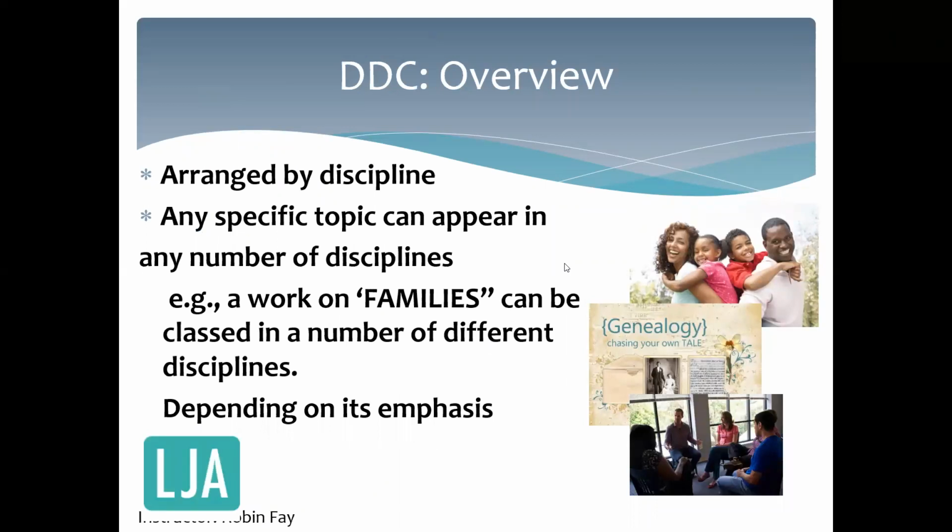So it's arranged by discipline. Any specific topic can appear in any number of disciplines. For example, if you have a work on families, it can be classed in a number of different disciplines. It really depends upon what it's about, and what the emphasis is. Is it about families themselves? Is it about history? Is it about family therapy? Or is it about families as a whole?